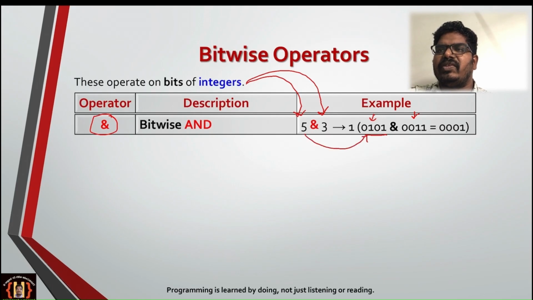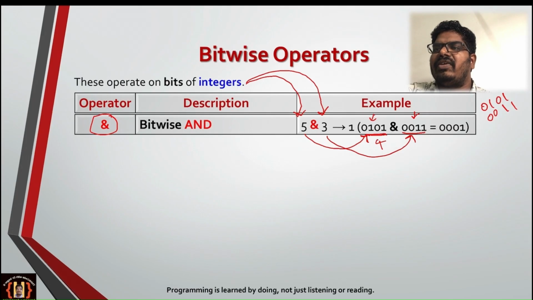I have already explained in the previous classes how to convert an integer to binary; you can refer to them. So the binary equivalent of 5 is 0101, a 4-bit representation. The number of bits is 4 here. And the binary equivalent of 3 is 0011. Now, how does the bitwise operator work? Let me write it down for you. 0101 is 5, and 0011 is 3.